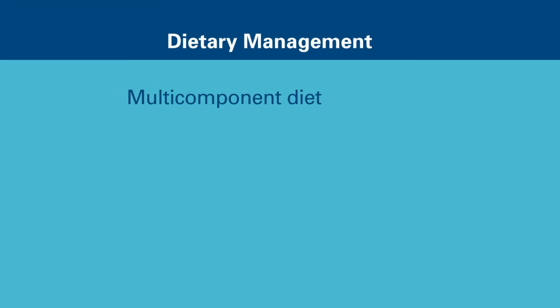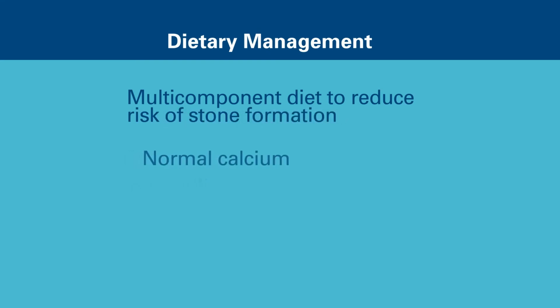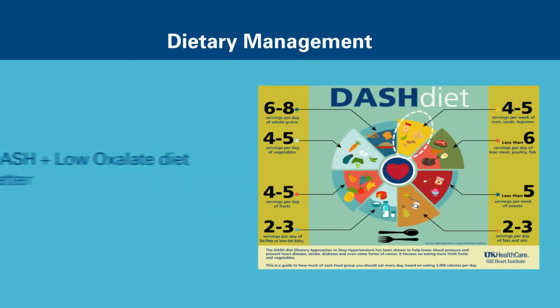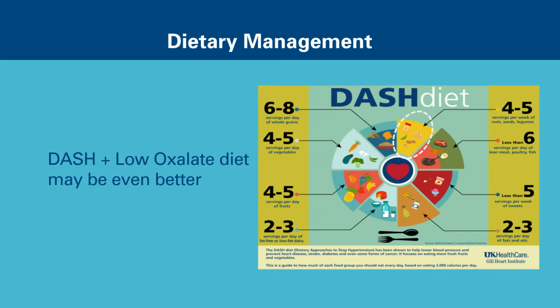There is a multi-component diet, which is normal calcium, low sodium, and low animal protein intake, and that has been shown to have a reduced risk of stone recurrence compared to just a low calcium diet alone. I will often prescribe a diet of 1,200 milligrams of calcium a day, which is a normal amount, as well as a low sodium diet. DASH diet has also been shown to have lower risk of recurrence, and it does have a high oxalate component, so with patients with significant hypercalciuria, you have to be careful about that. If they continue to form stones despite this diet, they should be on pharmacologic management.